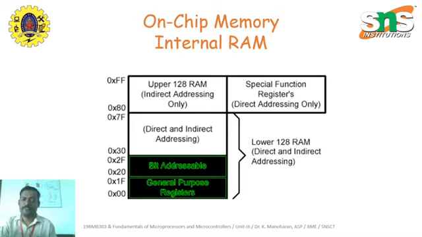From 80 to FF, this is the upper 128 byte RAM. There is a lower 128 byte RAM, which is used for the general purpose registers, bit addressable area, and direct and indirect addressing. The remaining upper 128 byte RAM is used only with indirect addressing. Here the SFRs, that is the special function registers, are also mapped with their corresponding addresses. So this is the lower 128 byte RAM and this is the higher 128 byte RAM. The lower is used for general purpose registers, bit addressable and direct and indirect addressing, and the higher 128 bytes are mapped for the SFRs.